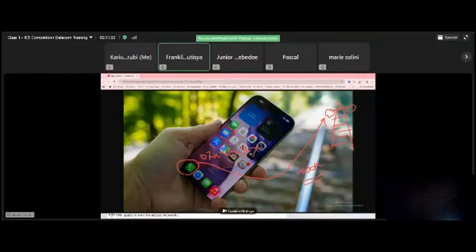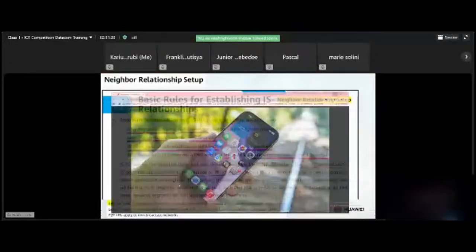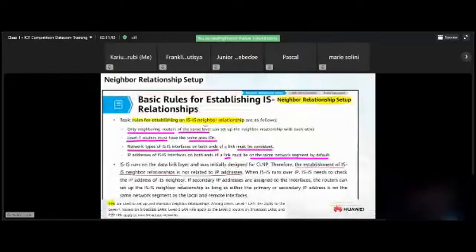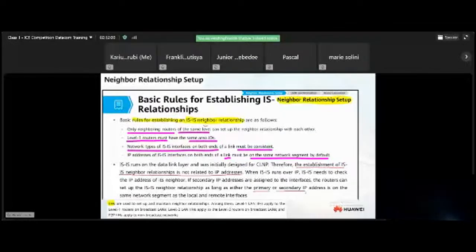Connectionless means I just send, and then I establish a connection. That's what ISIS is trying to tell us here. So when ISIS runs on IP, that's when ISIS checks the IP address. We have said that we can configure two IP addresses: the primary IP, and the second one configured as the secondary IP. So if the two links match, we can establish an ISIS communication.